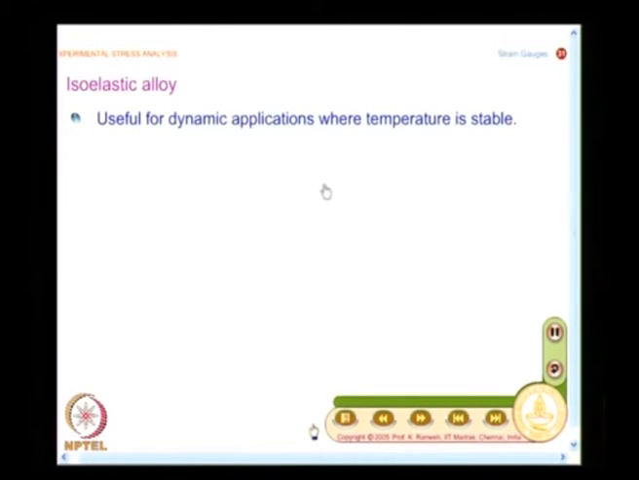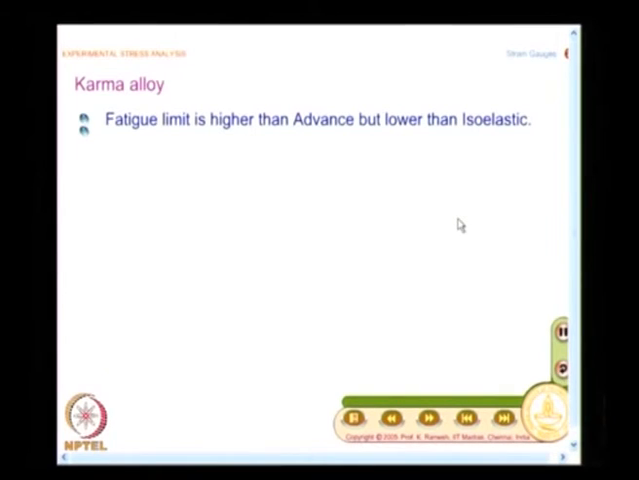Because it is poor in temperature effects, the general recommendation is it is useful for dynamic applications where temperature is stable, because these dynamic phenomena are very fast. So, even before you wink your eye, the phenomenon is over. So, in such fast applications, isoelastic alloy is advantageous. So, that is the advantage of using isoelastic alloy.